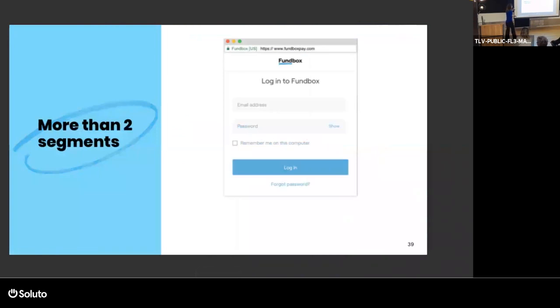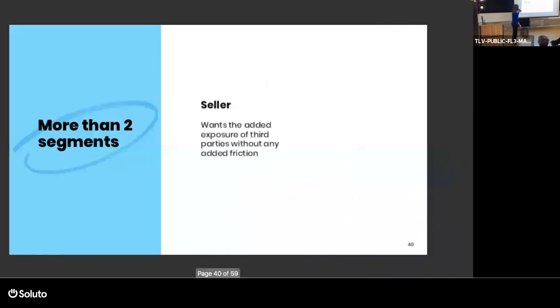This is what our login looks like. Say you're on an e-commerce site, you're in the checkout flow, you have stuff in your cart and you're ready to pay, and you choose Fundbox as your payment method. The next thing you do is a small iframe opens where you log into your Fundbox account. But I can't log into the Fundbox account because I'm not the buyer.